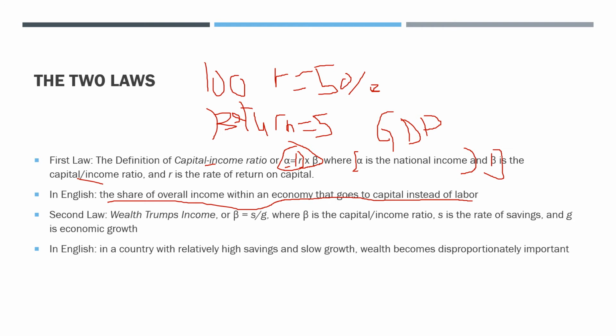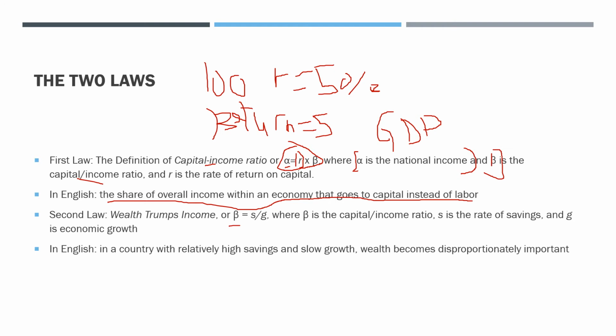Okay. Next, the second law, wealth trumps income, or beta equals S over G. So beta is the same thing here as here, it's the exact same thing, and that will be important as we see later on. And beta is again the capital income ratio. I'll explain what this means in more detail with an example.